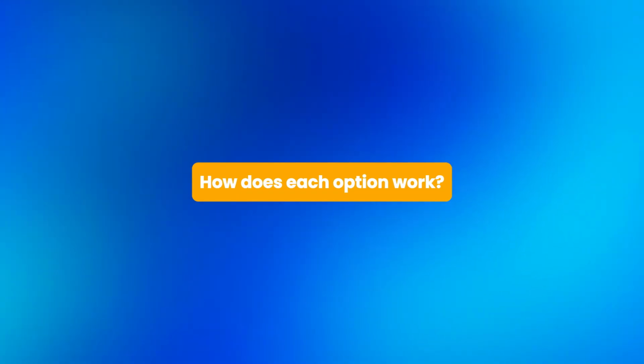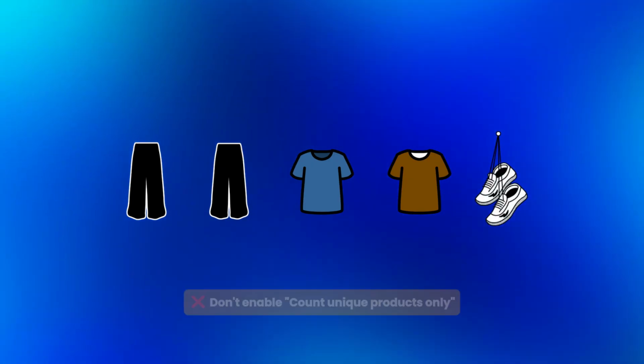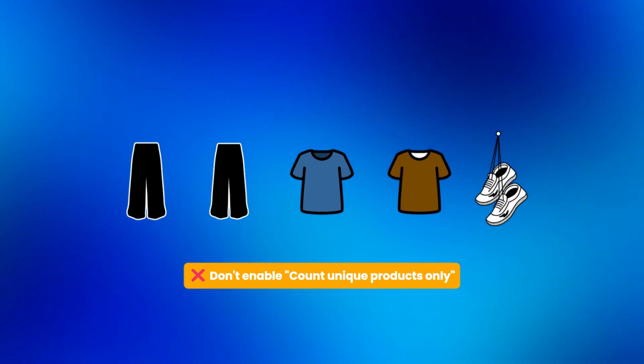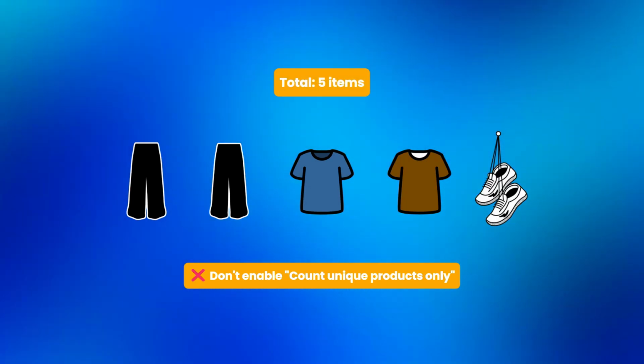Next, I'll dive into how each option works with a real example. Imagine a customer adds these items to their cart: 2 long pants, a blue t-shirt, a brown t-shirt, and a white pair of shoes. Now, if you don't enable Count Unique Products Only, all 5 items are counted separately, giving you a total of 5 items.